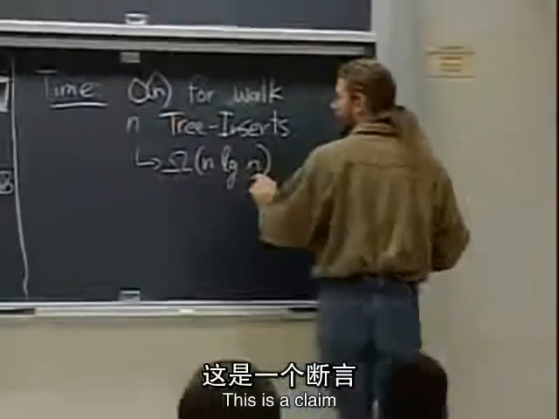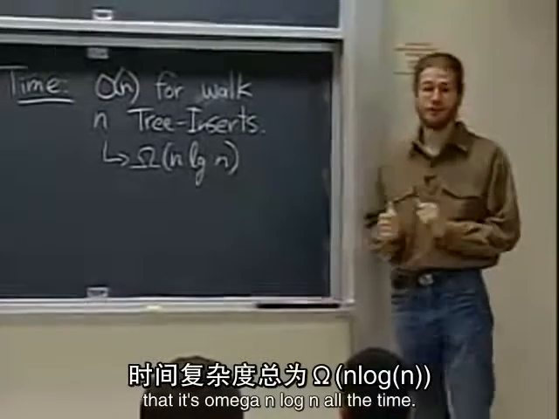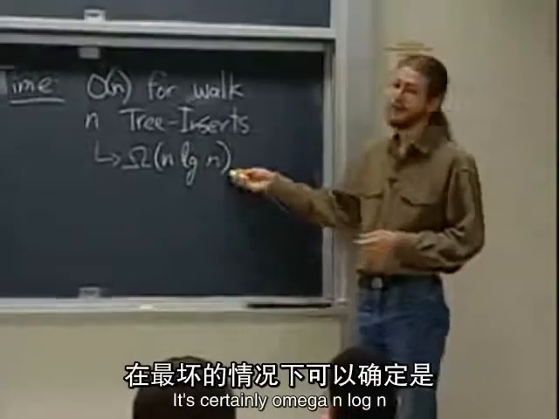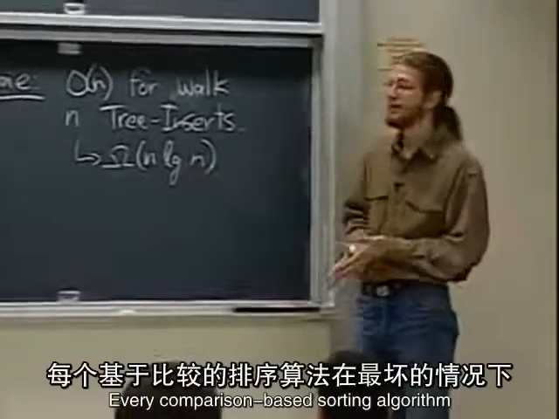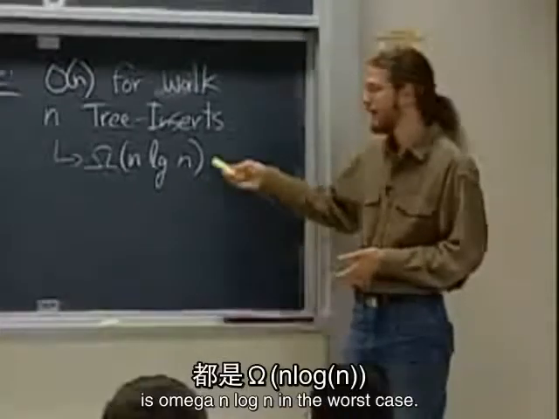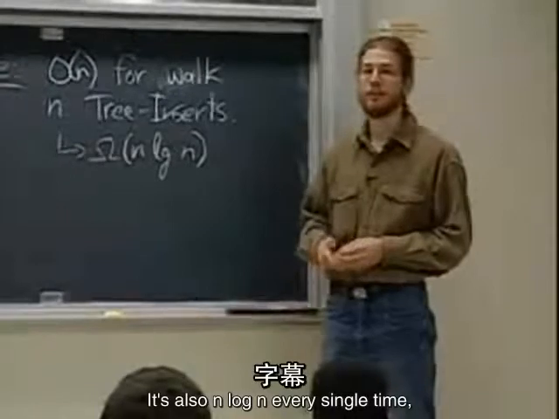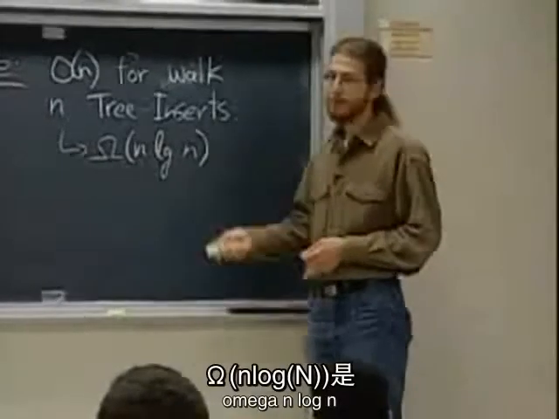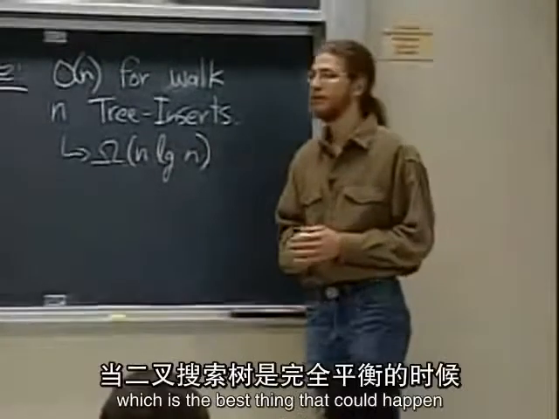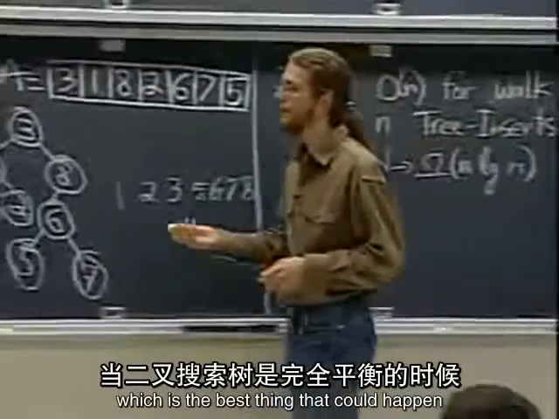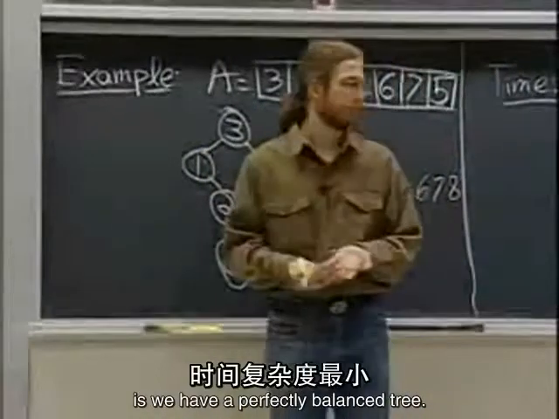We have to be a little bit careful. This is a claim that it's omega n log n all the time. It's certainly omega n log n in the worst case. Every comparison-based sorting algorithm is omega n log n in the worst case. It's also omega n log n every single time, because of the second reason you gave, which is the best case, the best thing that could happen is we have a perfectly balanced tree.